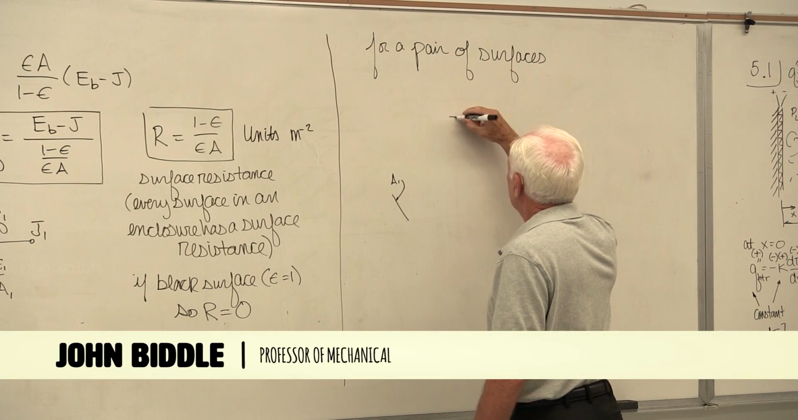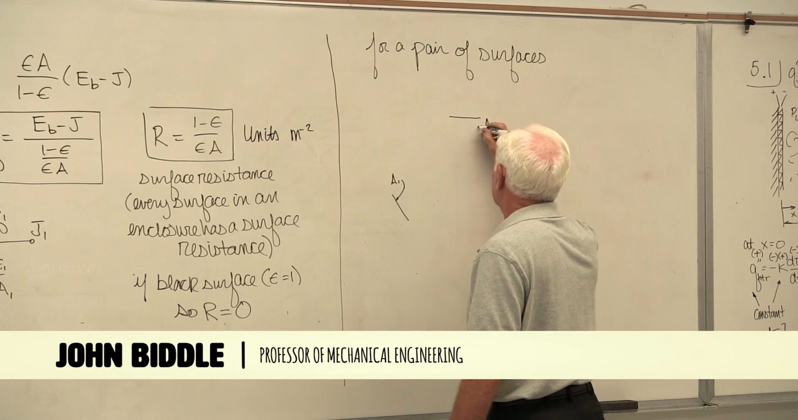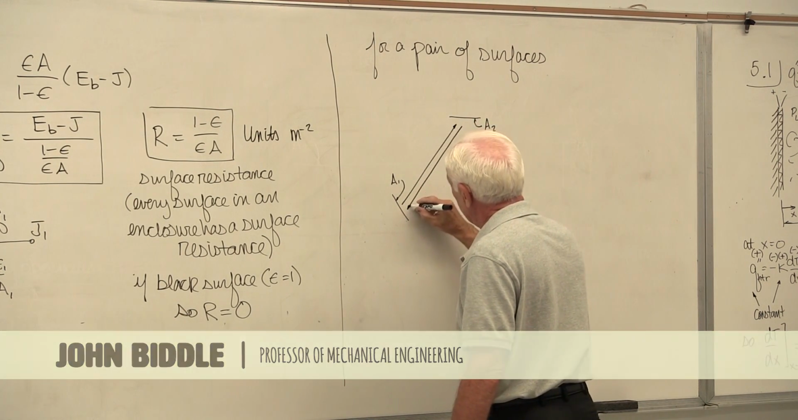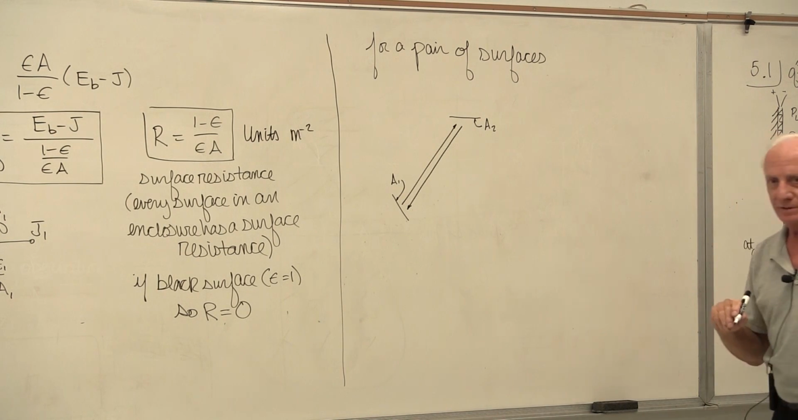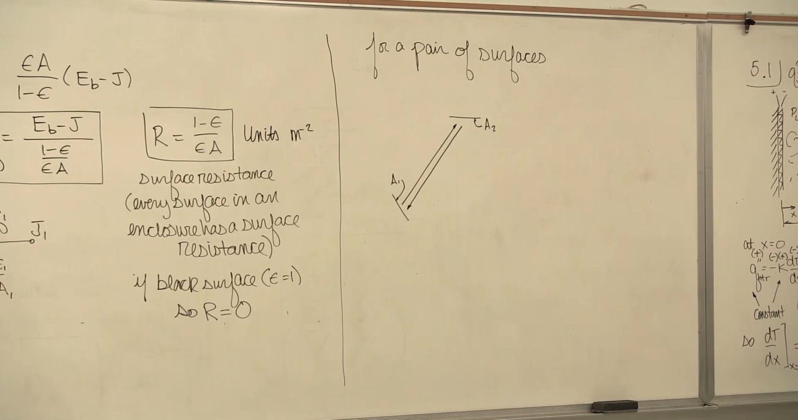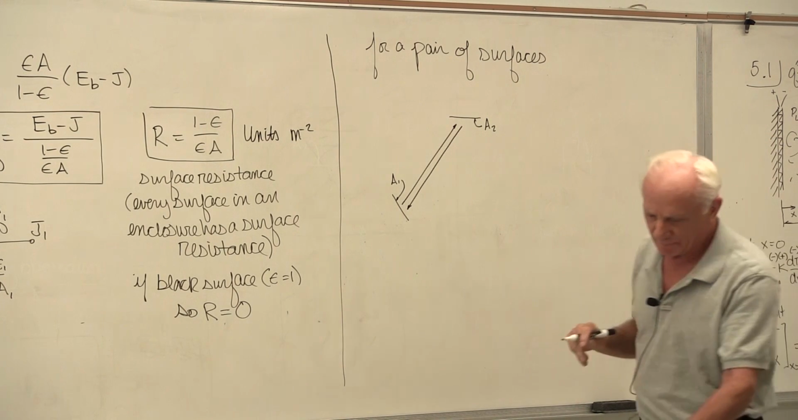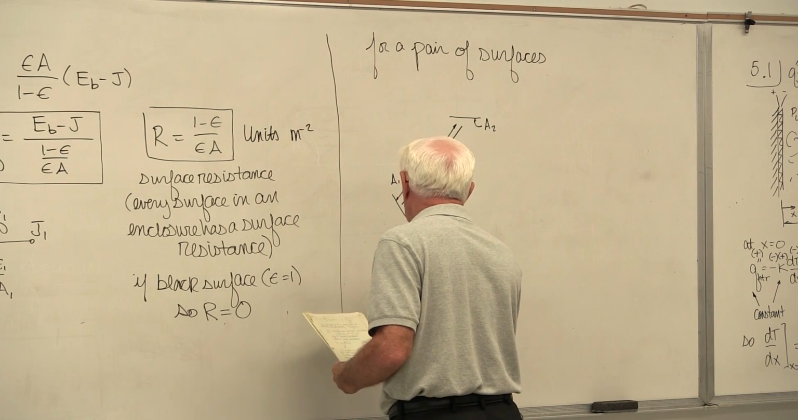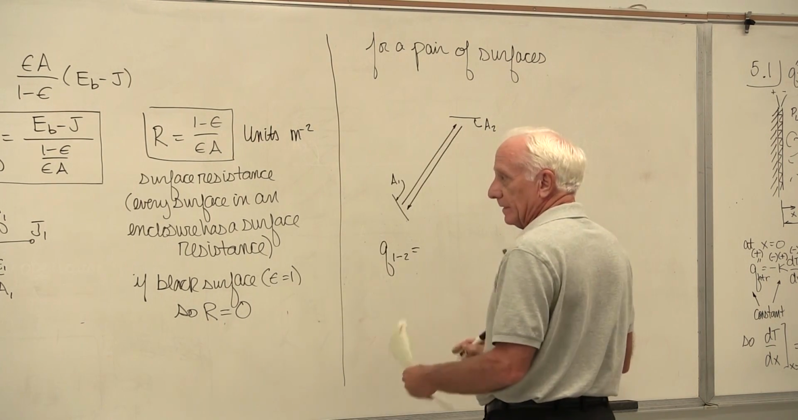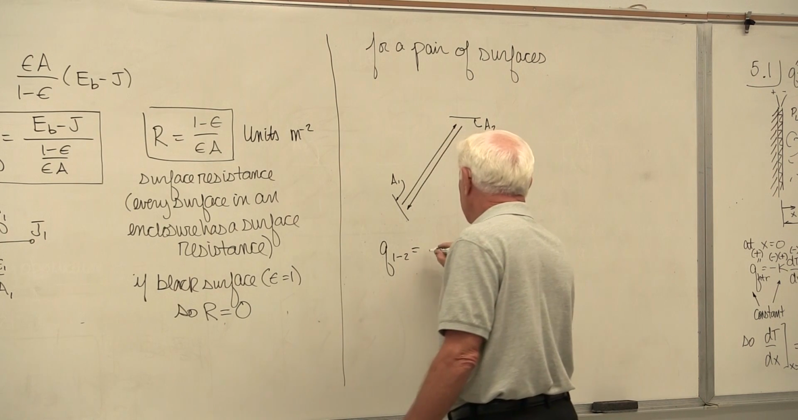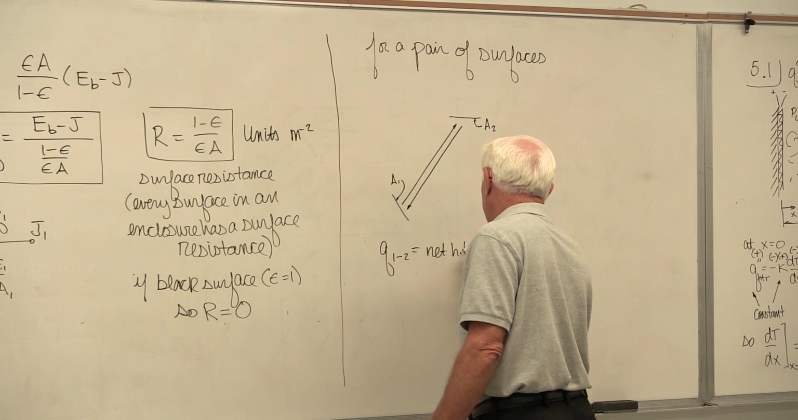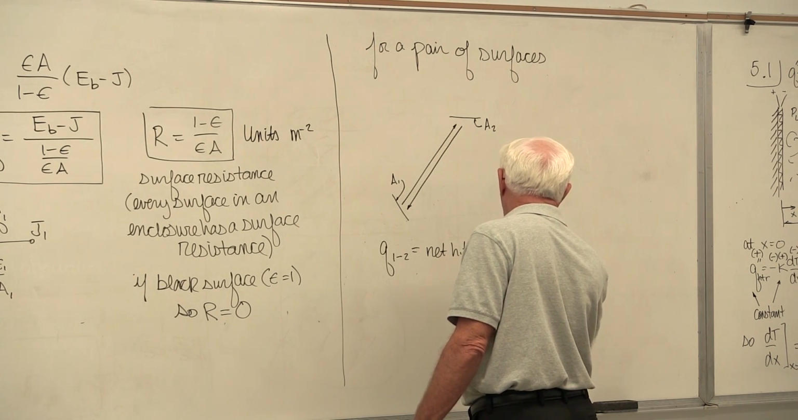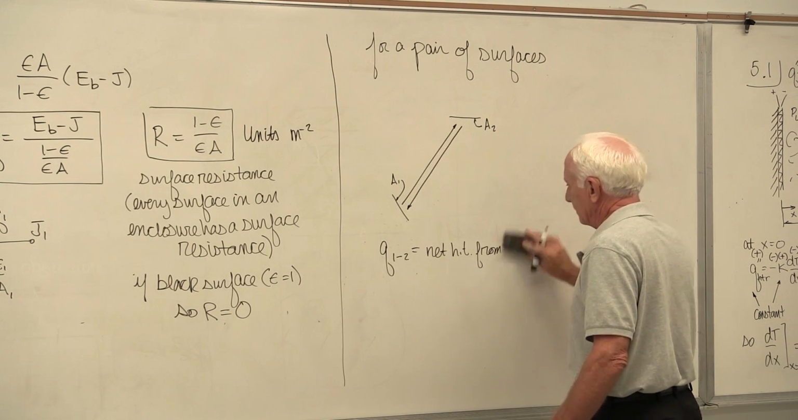Surface up here, we'll call this one surface A2. Now, of course, A1 is radiating to A2, and A2 is radiating to A1. They're exchanging energy. So now we have Q1-2. That's the net heat transfer from 1 to 2 between A1 and A2.